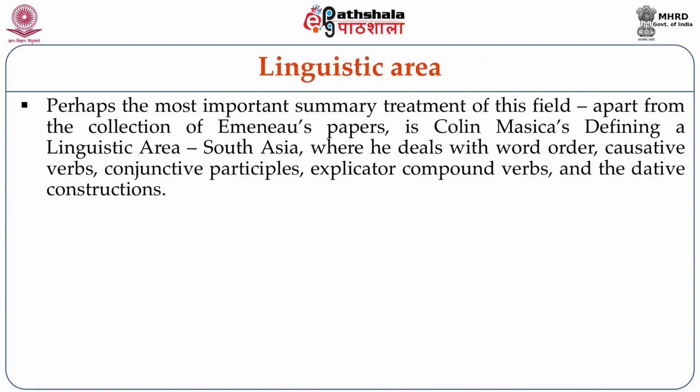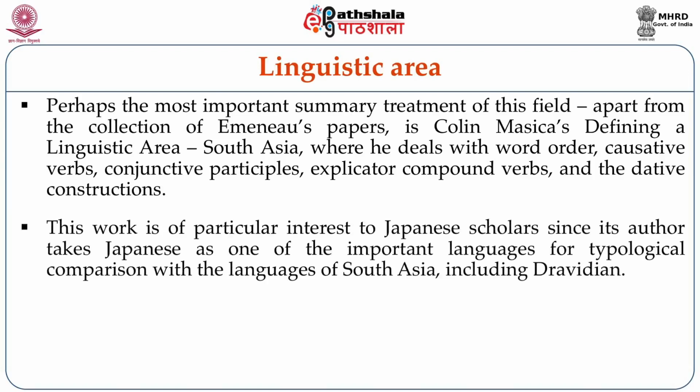Perhaps the most important summary treatment of this field, apart from the collection of Emeneau's papers, is by Colin Masica, his work Defining a Linguistic Area: South Asia, where he deals with word order, causative verbs, conjunctive particles, explicator compound verbs, and the dative constructions. This work is of particular interest to some foreign scholars also, like Japanese scholars, since its author takes Japanese as one of the important languages for typological comparison with the languages of South Asia, including Dravidian.